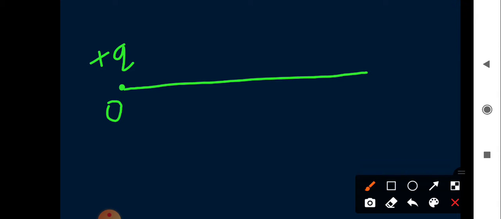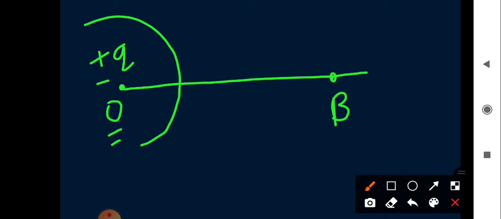Suppose this point, the positive charge. Consider an isolated point charge plus q lying at a point O, due to which there is an electric field around it.